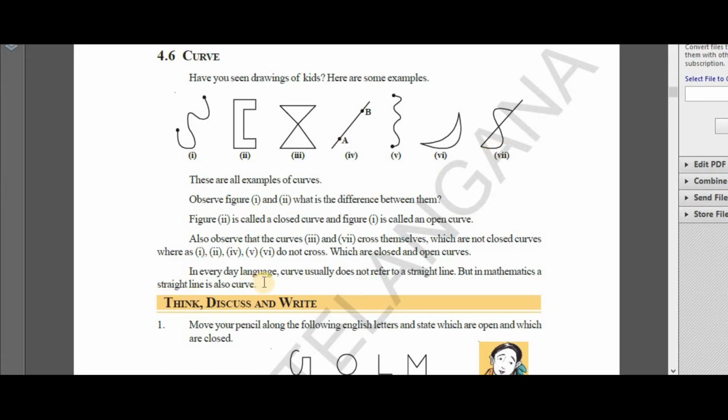In everyday language, a curve usually does not refer to a straight line. But in mathematics, a straight line is also called a curve. The 4th example is showing a straight line. Actually, in daily life we would not call it a curve, right? But in maths, we will call even a straight line a curve. Only in maths are we calling this straight line also a curve. That's what he is trying to explain to us.